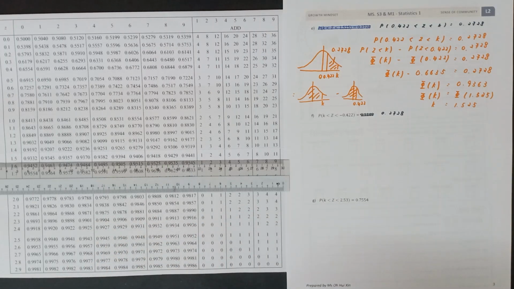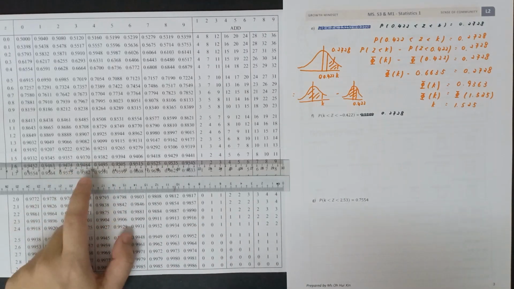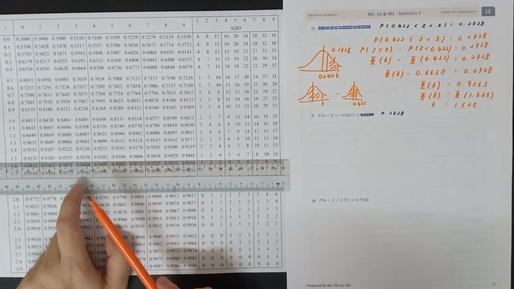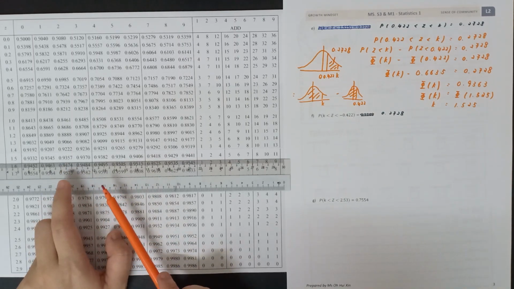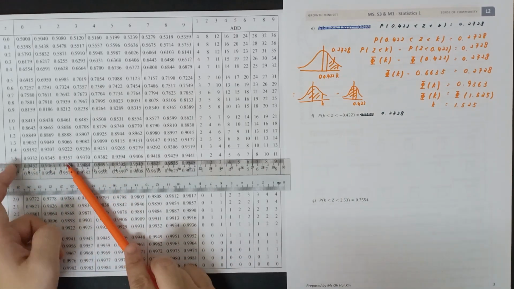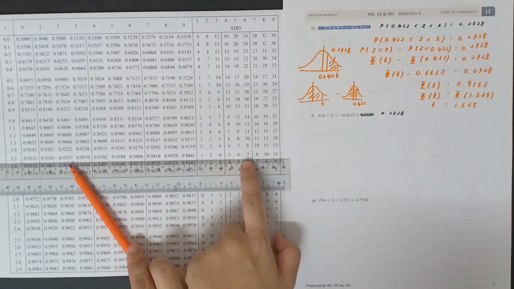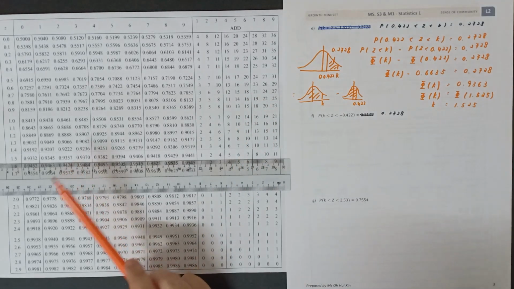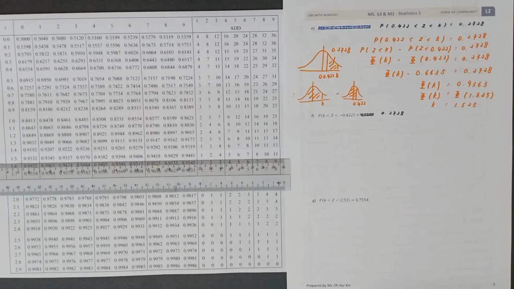Alright, so you get it here, 0.9363. So you get 57. So 5, 2, and after that you need to add 6, which gives you 5. Okay, so yeah, that's number E.